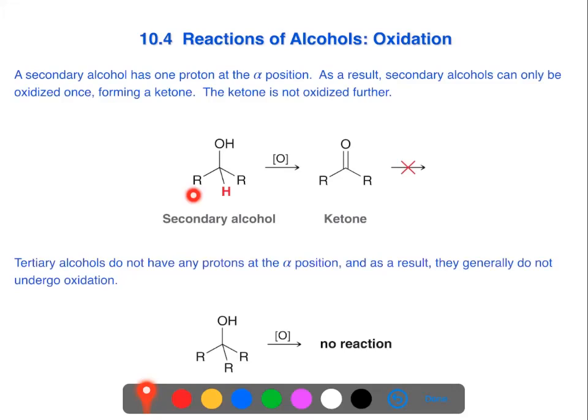However, for a secondary alcohol, we only have one carbon-hydrogen bond. We only have one proton at the alpha position, so the oxidation process can only occur once, and the resulting product of that oxidation will always be the ketone. And for tertiary alcohols, as shown here, because there are no carbon-hydrogen bonds available for oxidation, we cannot oxidize a tertiary alcohol. It will remain as a tertiary alcohol under any type of oxidation process.